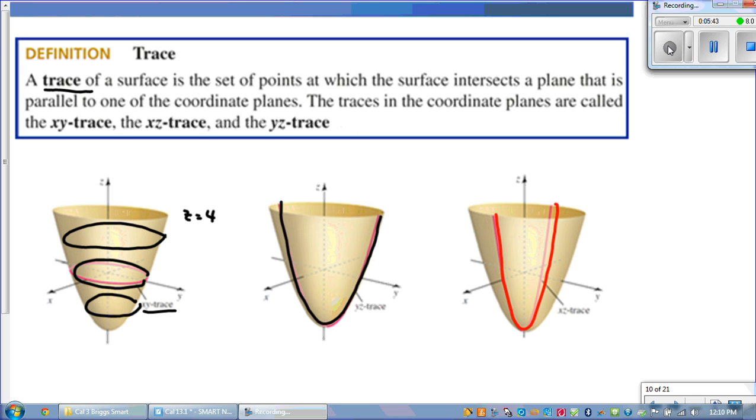we have this paraboloid. So the traces are just all the points where the surface is intersecting a plane parallel to one of the coordinate planes. And so xy trace is specifically with the xy plane, the xz is with the xz plane, and the yz trace would be specifically the surface intersected with the yz plane.